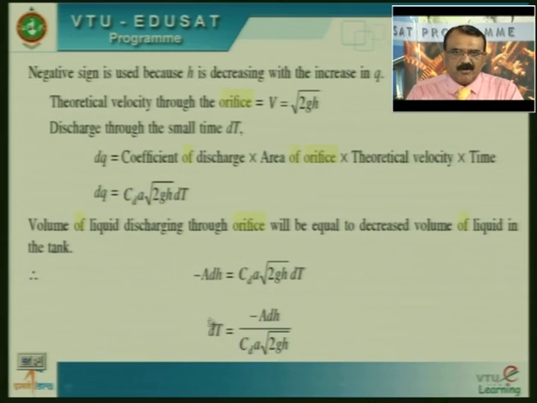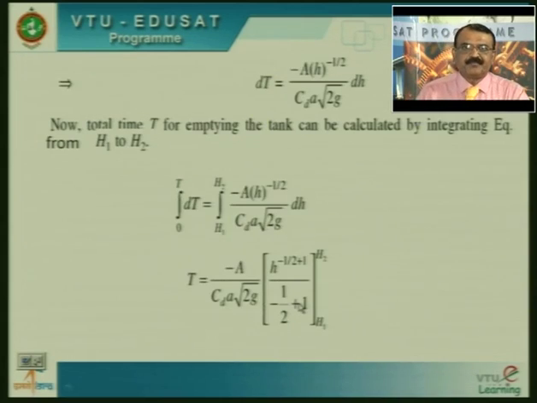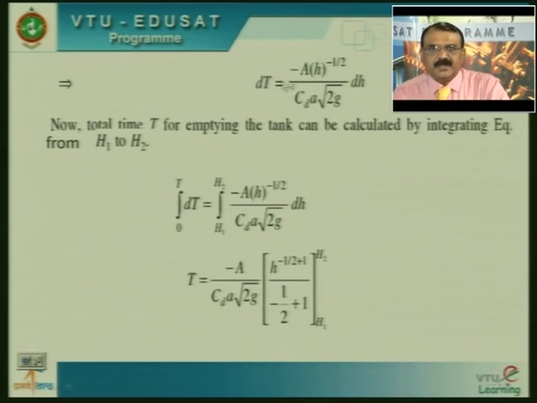Now if you integrate this equation between the limits, upper limit and lower limit, you are going to get the value of this t. That is what we are going to do in the next slide. Look at this, dt is equal to, the same equation. Now, the total time T for emptying the tank can be calculated by integrating the equation from H1 to H2.